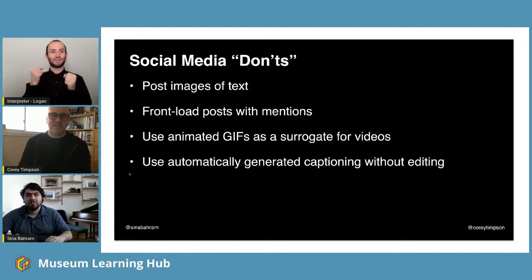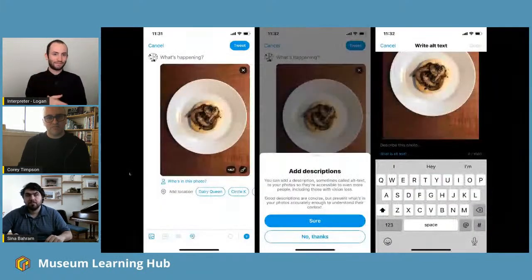Don't use animated GIFs as a surrogate for video. There's way more affordances that are available with videos than there are with animated GIFs. Animated GIFs seem to be making a strong comeback of late, and let's try and ensure that we're thinking inclusively around how we're presenting media. And don't use automated generations of captions without editing. It's just not going to get everything right. It's improving all the time, this type of technology, but obviously still has a long way to go.